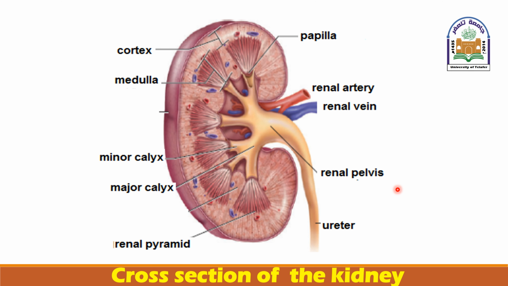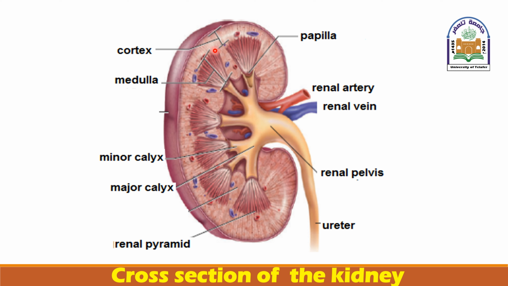If we take a close picture of the kidney in cross section, you will see that the kidney is divided into two main areas: an outer cortex, which is punctate due to presence of the glomeruli of the nephrons, and an inner part which consists of a number of what are called medullary pyramids.